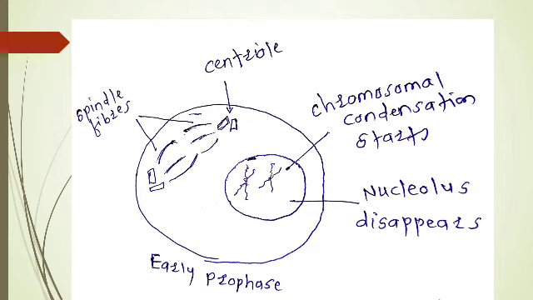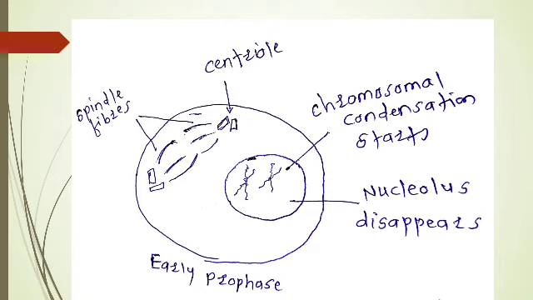The centrioles are just going away from each other. In the interphase, these centrioles in the cytoplasm are placed close to each other, but as the cell enters into the prophase, the centrioles gradually move away from each other. From these centrioles, the spindle fibers arise.